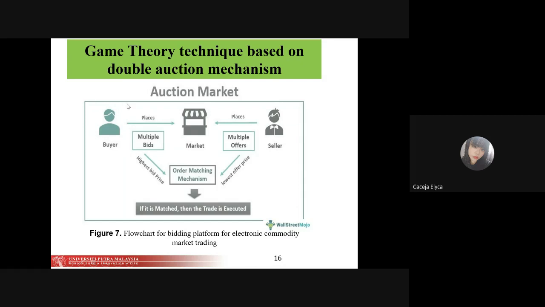Here you can see that the buyers will make their own multiple bids, and then the sellers will make multiple offers, and both come from any places, like from Sarawak or other countries. We send it into an online app with an order matching mechanism, and here we choose the highest buy price and the lowest offer price. If both buyer and seller agree and it matches, then the trade is executed.